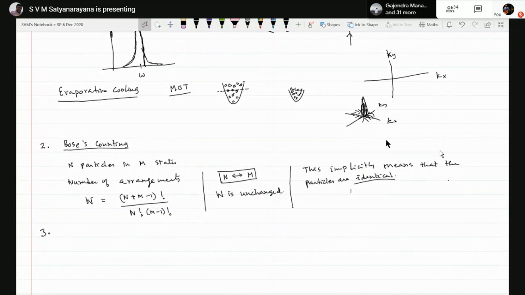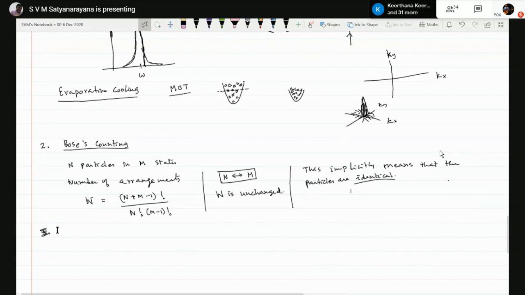Sir, can you please explain how that W is equal to n plus m minus 1 factorial by that counting? How did it come? Can you give an example or something? So I think we had used this earlier. We have discussed this. When I was studying that, I had a similar doubt.